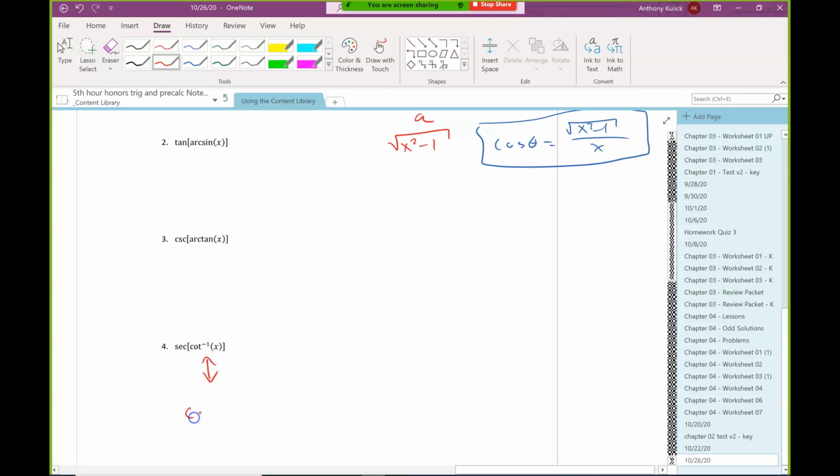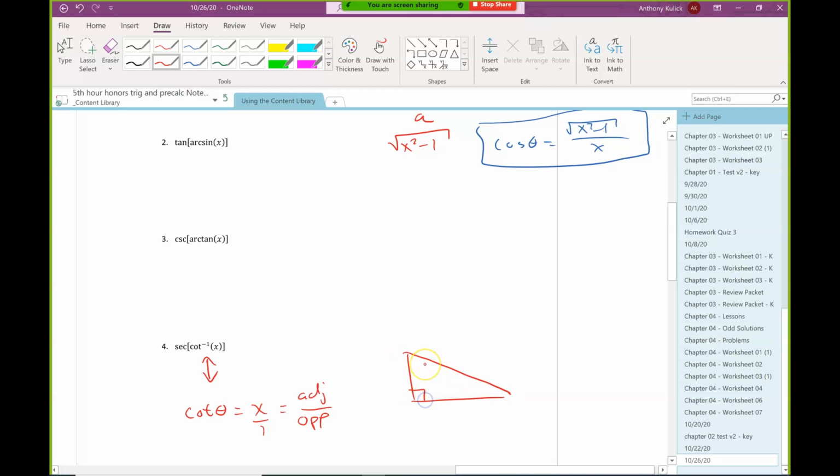So this is the same thing as cotangent theta is equal to x. And I remember that cotangent is the reciprocal of tangent, so it means adjacent over opposite. And since it's a fraction, I'll turn that x into x over 1. I'll draw a right triangle. I'll name it theta. So the adjacent side of theta is x, and the opposite side is 1. And then using the Pythagorean theorem, I can see that this side is the square root of x squared plus 1.